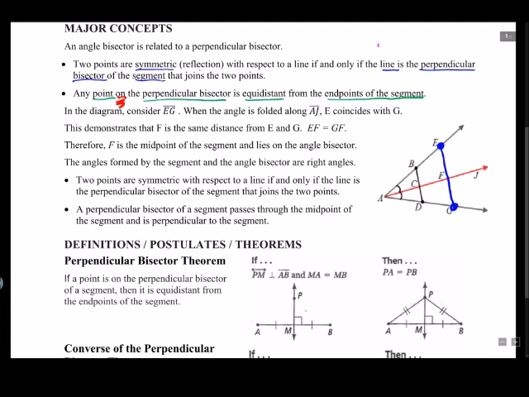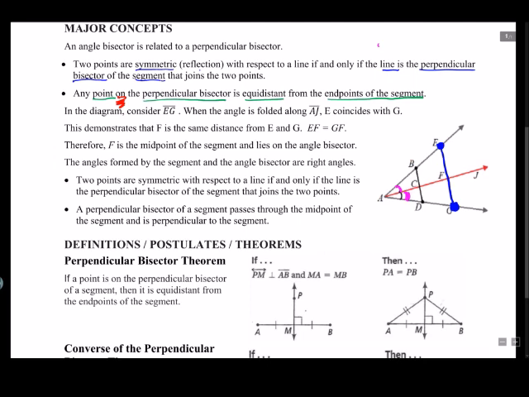When the angle is folded along line AJ, or ray AJ, so AJ comes up the middle here, we're going to fold our angle along that line. Point E coincides with point G, so think about folding this over. Now, what do we know about ray AJ? Take a look down here. What do you see?